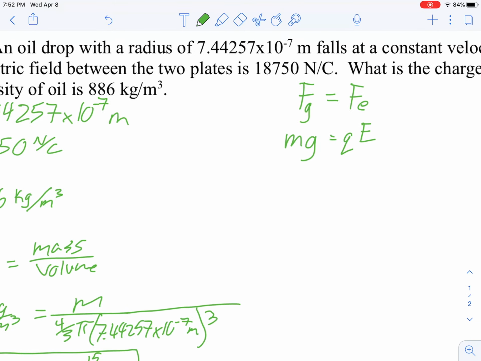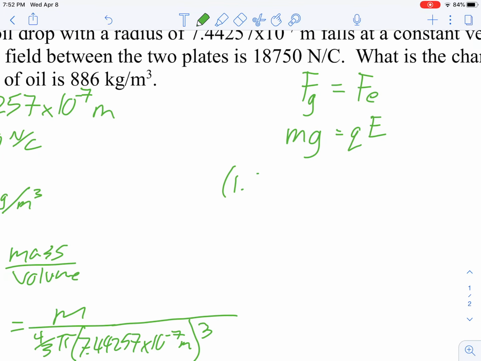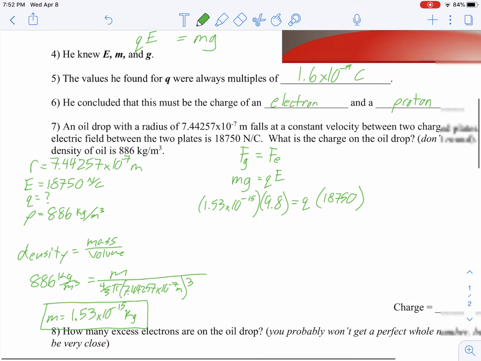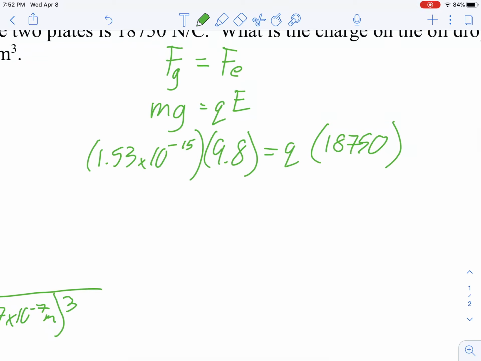So now let's plug everything in and solve for Q. So mass, I just did that. Mass is 1.53 times 10 to the negative 15. I'm going to leave the units out for now. G is 9.8. Q is our unknown. And the electric field strength is 18750. Okay? So to solve for Q, you have to divide both sides by 18750. So let's do that.